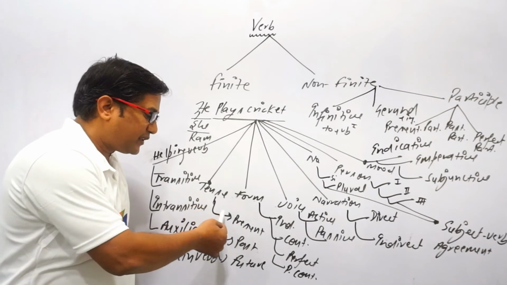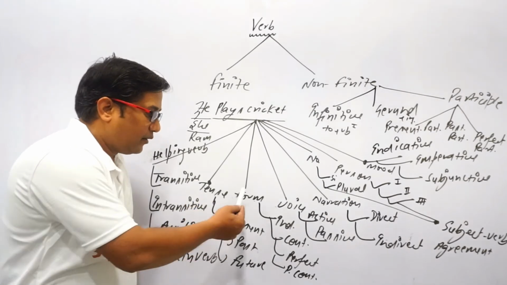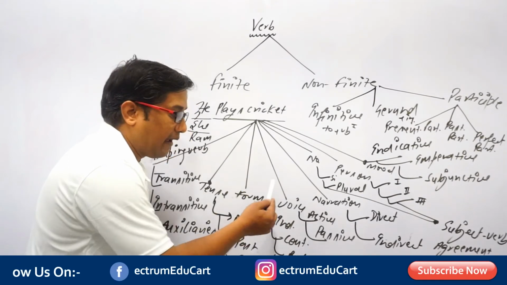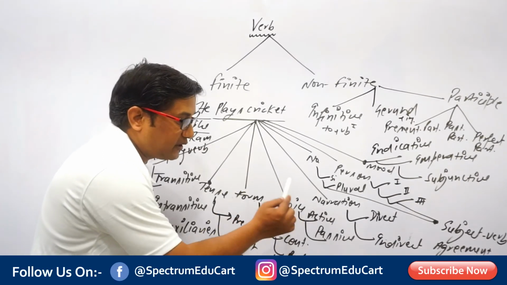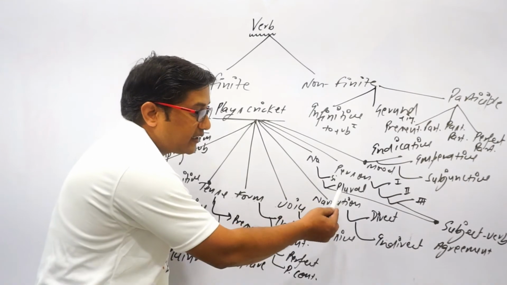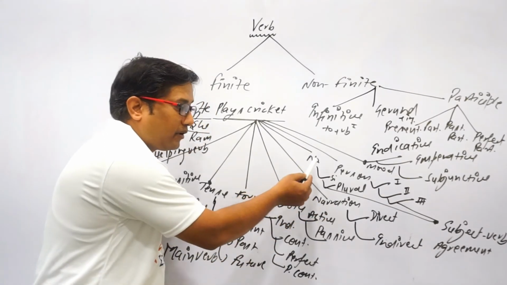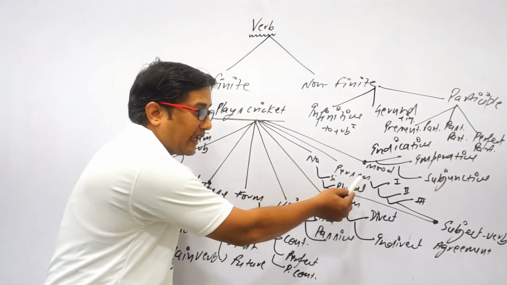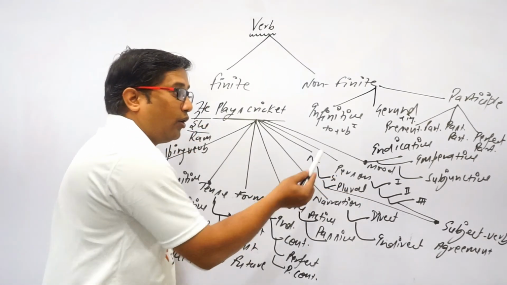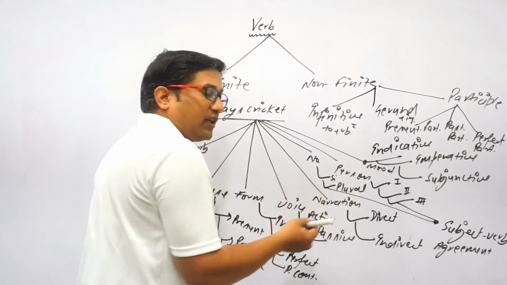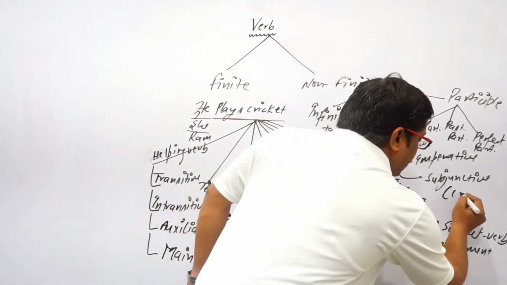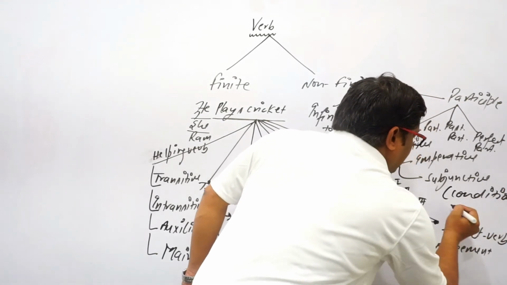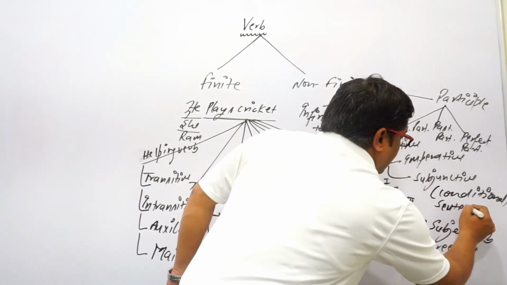Then tense has present, past, future. Form has indefinite, continuous, perfect, perfect continuous. Voice has active and passive. Narration has direct and indirect. And number, singular number and plural number, and person, first person, second person, and third person. Mood has indicative, imperative, subjunctive. Subjunctive means conditional sentences, and that would be covered.